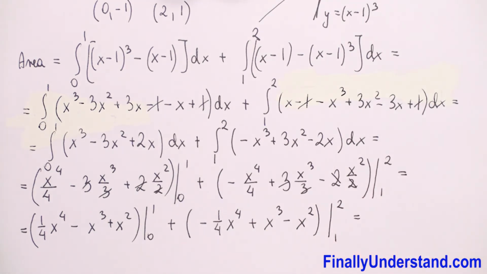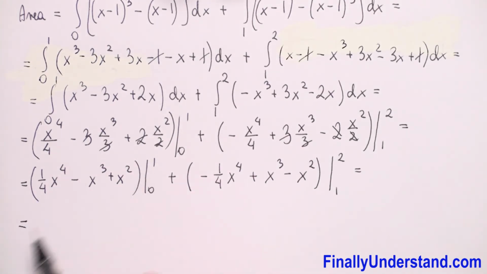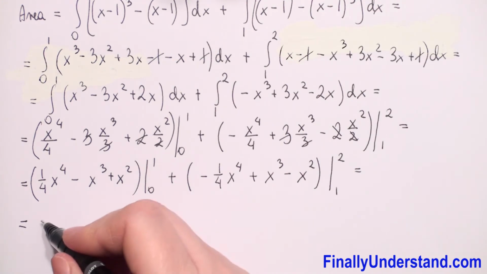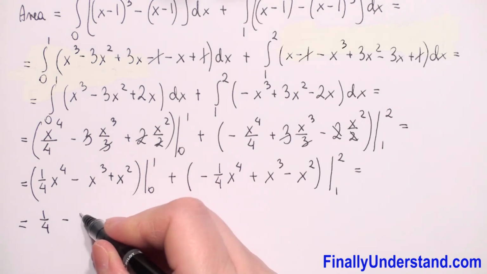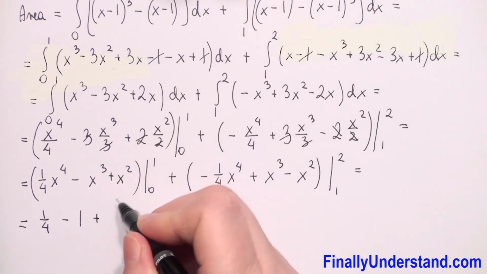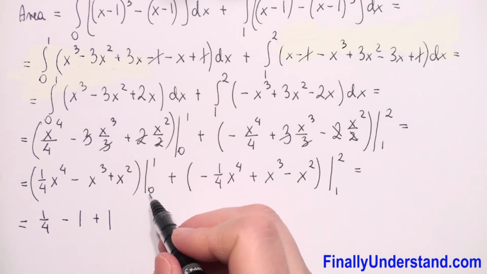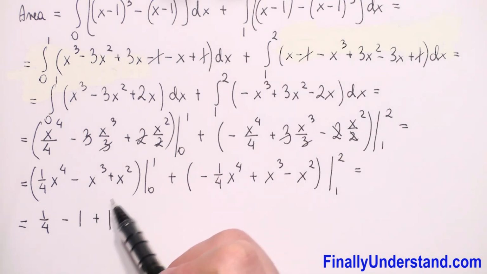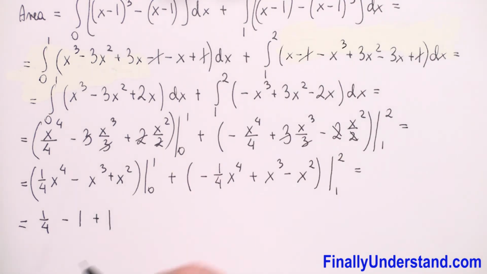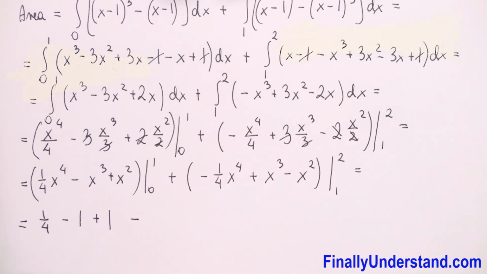So this is equal. First we have to plug in the upper limit, and we will have 1 over 4 times 1 to the fourth power is 1, we don't have to write, minus 1 to the third power is 1, plus 1 to the second power is 1. And 0 we don't have to plug in because 0 to the fourth power will be 0, 0 to the third will be 0, and 0 to the second will be 0. And next we have plus and minus, so it will be minus.